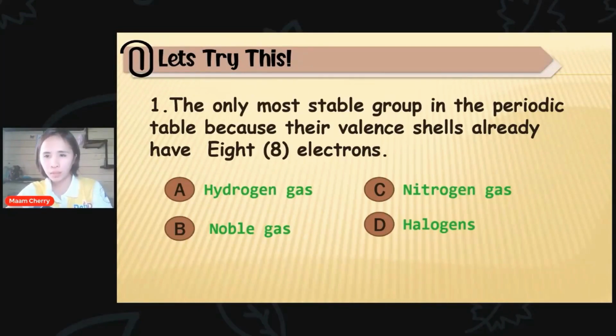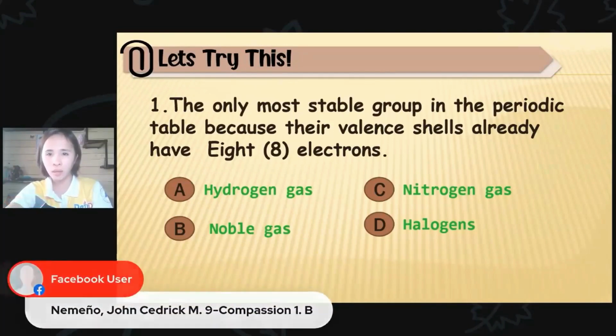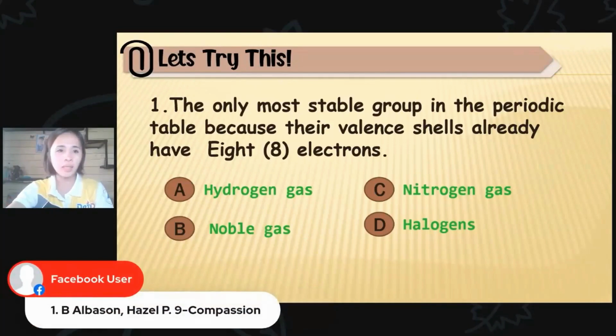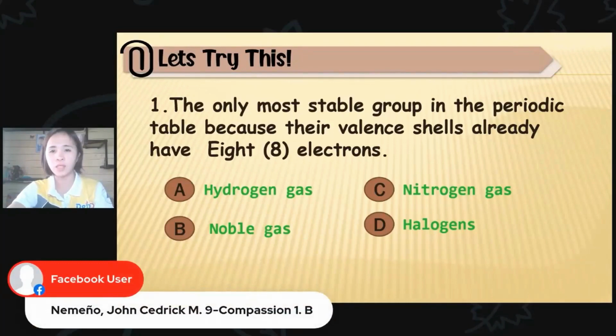Ang bilis namin na agad. So, yan yung mga nakakuha ng tamang sagot from 9 Compassion, Albason, Hazel. The correct answer is letter B. So yung kanina din from 9 Compassion also, Nemenyo, John, Cedric. So the correct answer is noble gas, letter B. Very good. Next one.